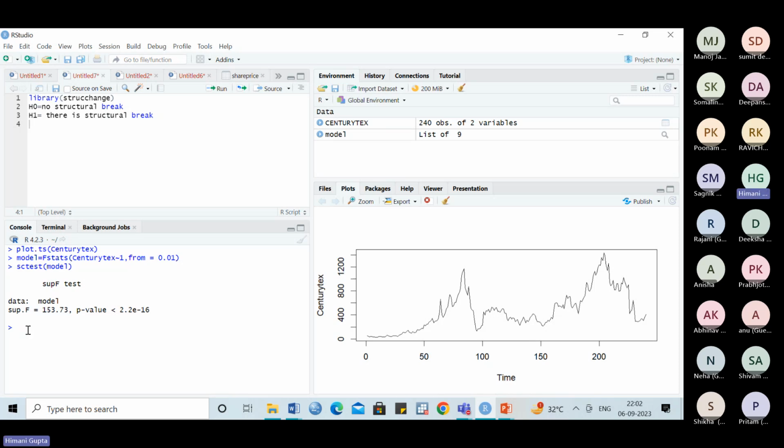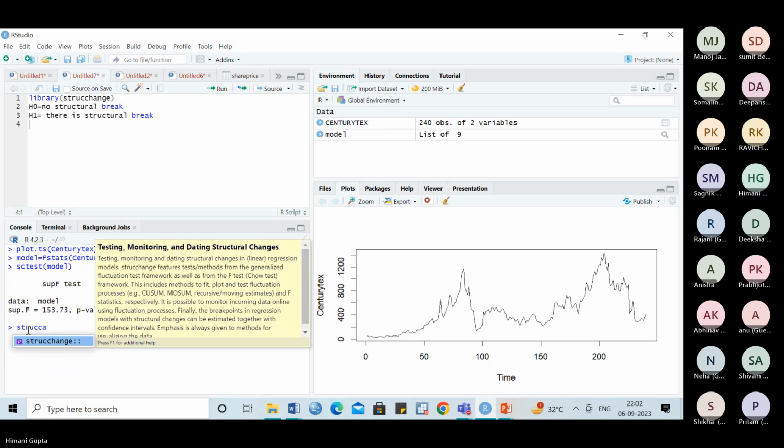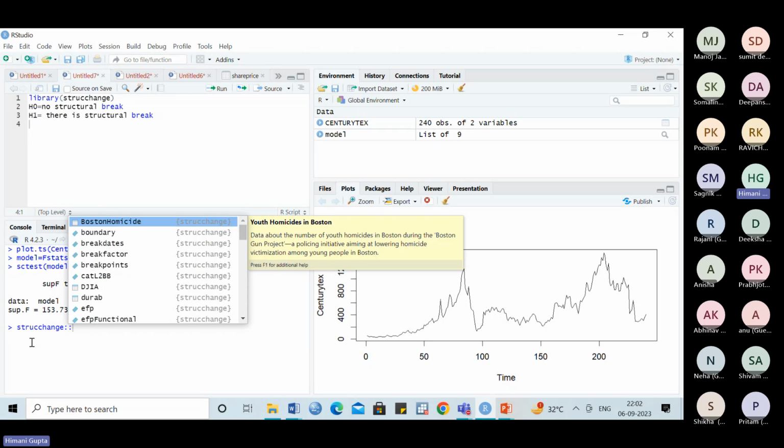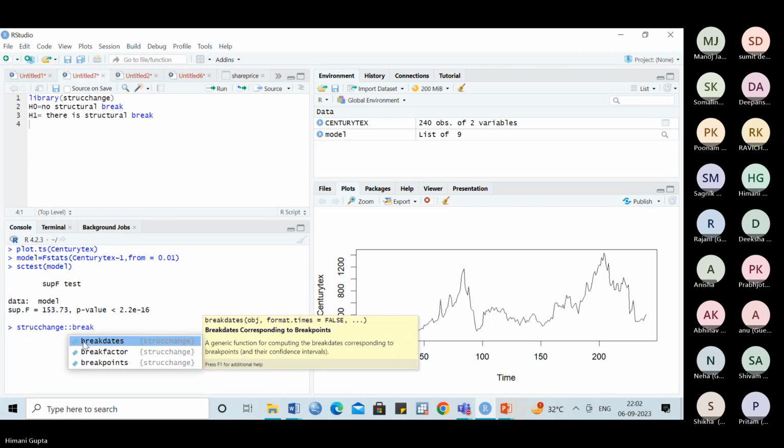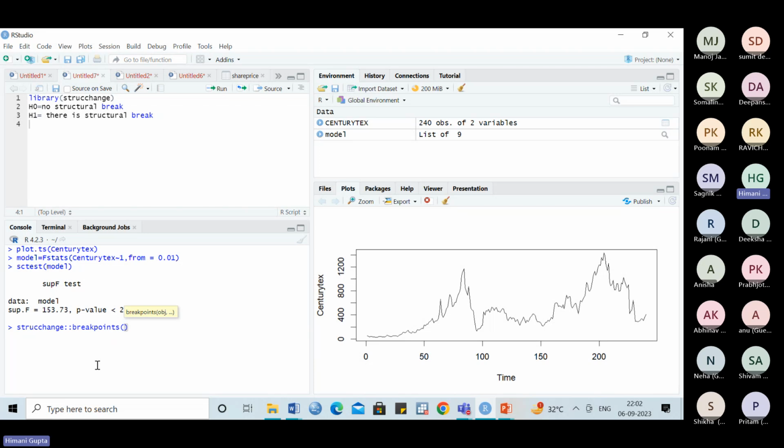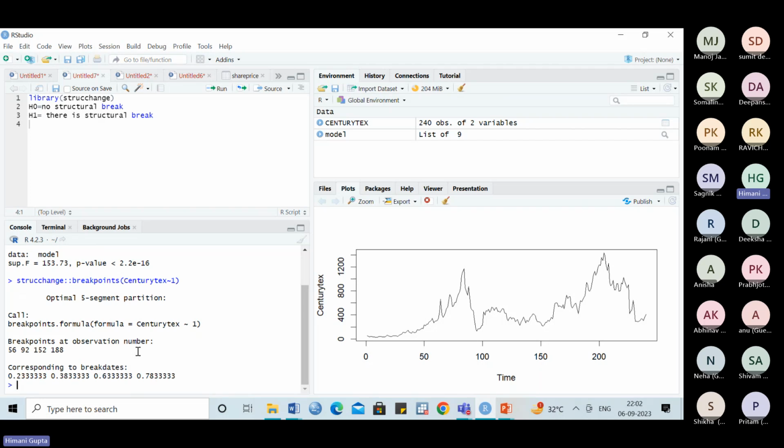For that, I'm using the command strucchange, and then I'll say give me the breakpoints. Breakpoints from which variable? My variable name is Century Textile. And start giving the breakpoints from the first observation. Now see over here, it has given me the breakpoints. It is saying that there are 4 breakpoints in your data. The first breakpoint is at the 56th observation, the second at 92, the third at 152, and the fourth at 188.